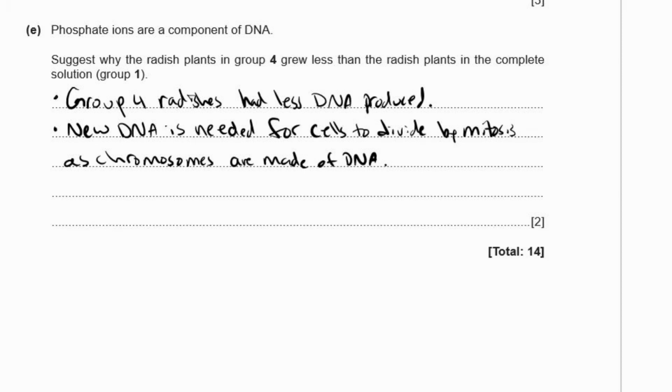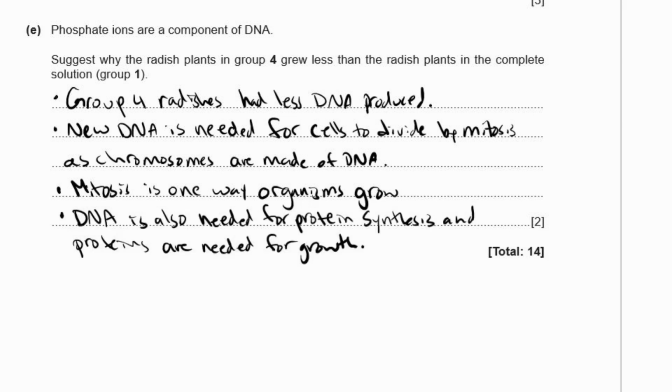So mitosis is very important because it's one way in which organisms grow. So DNA is also needed for protein synthesis, and proteins are needed for growth. Obviously, that's 4 marks for a 2-mark question. You don't need all of that. But as I said before, that gives you a little bit of wiggle room.